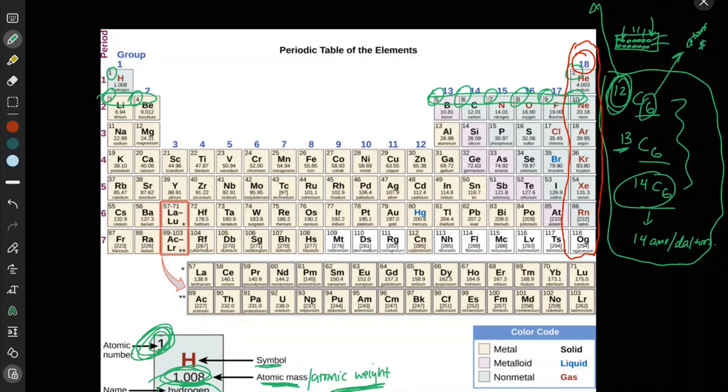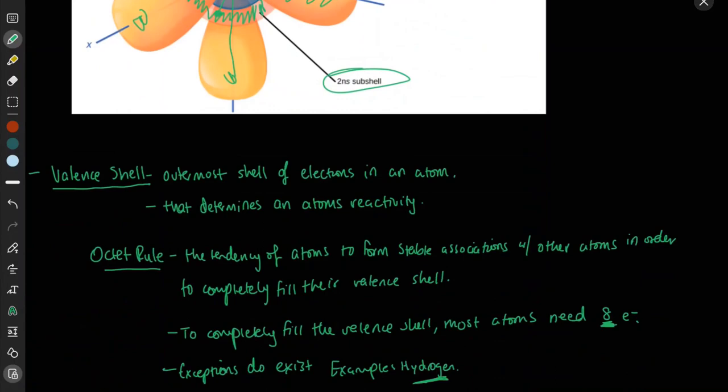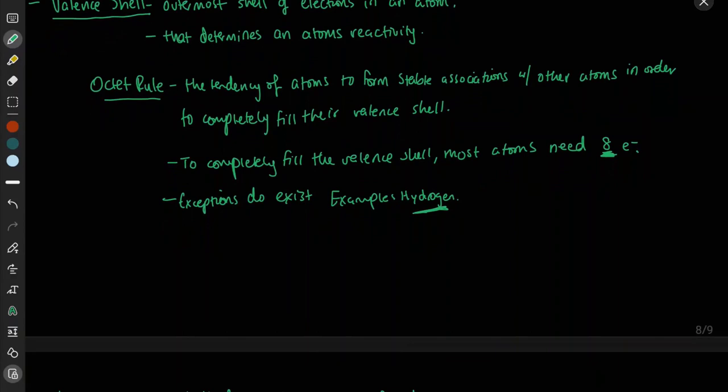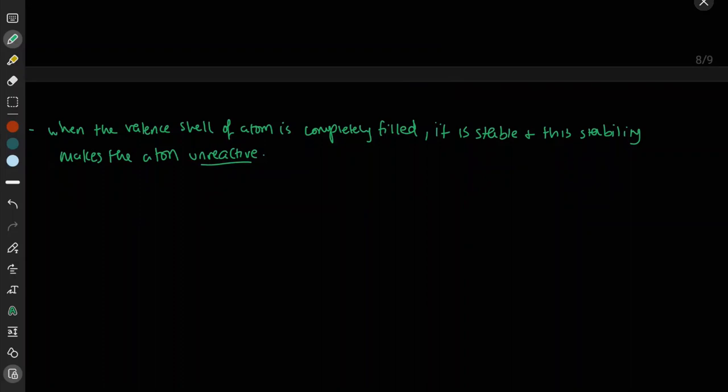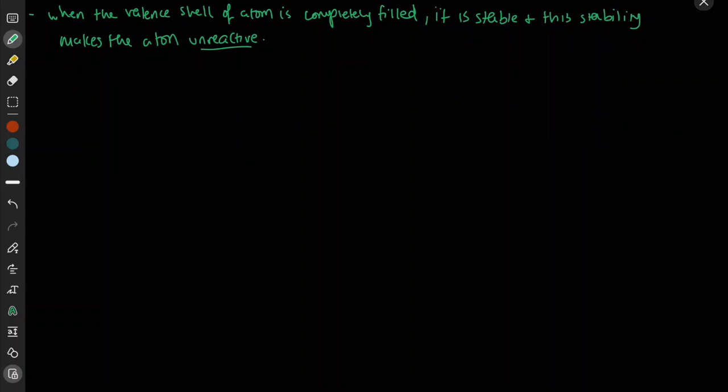So now we talked about the valence shell. We talked about the octet rule, the exceptions to the octet rule. We talked about what happens when the octet rule is satisfied, with respect to the noble gases. In other words, what happens when the valence shell is completely filled? And now we have to talk about what happens when the octet rule isn't met, right? And it's not one of those exceptions. What happens when the valence shell is not complete?